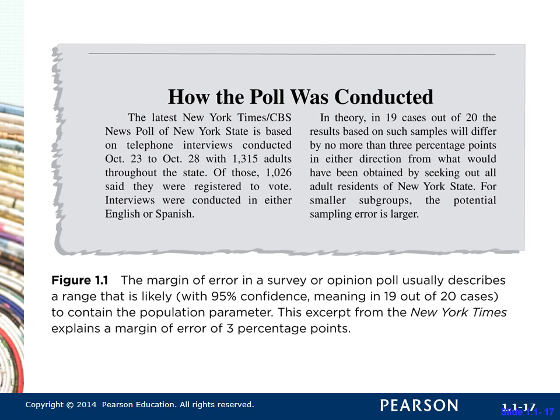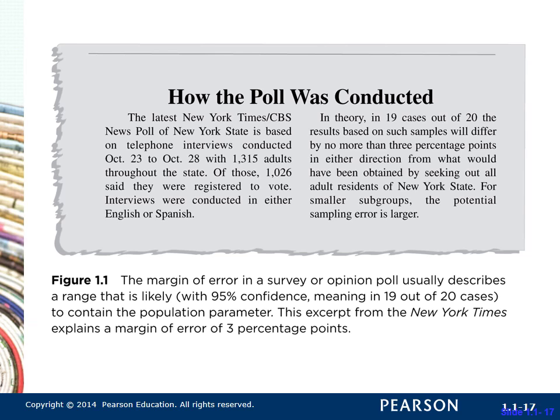So in theory, 19 out of the 20 of the results based on the samples will differ by no more than 3 percentage points. That's what's called the margin of error, how much off you're willing to be. So when we look at this bottom, it says the margin of error in a survey or opinion poll usually describes a range. So you're going to be finding a range of values shortly.